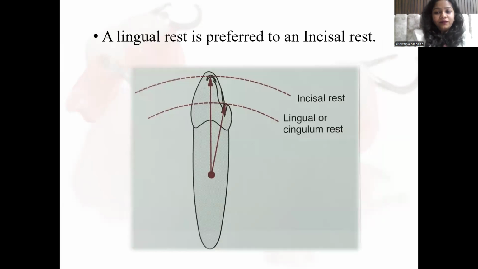There is a law of lever which states that if the distance from the center of rotation increases, the required force decreases to achieve the same torque. Which means that if I apply the same amount of force from the incisal rest and the cingulum rest, then the orthodontic tooth movement or the rotational movement of the tooth is more when the force is applied from the incisal rest. So, a lingual rest is always preferred over the incisal rest.